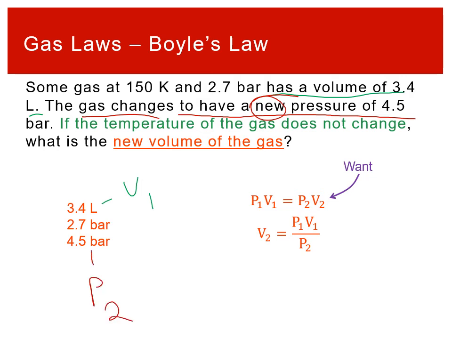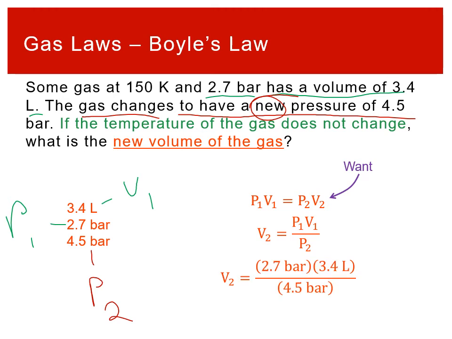That is P2. So this other variable, the 2.7 bar, has to be a part of the old or original setup. And so that P1 is going to be 2.7 bar. Similarly, we can see that 2.7 bar has a volume of 3.4 liters. Those two variables have to be linked together. They're going to be either both ones or both twos. In this case, they are both ones.